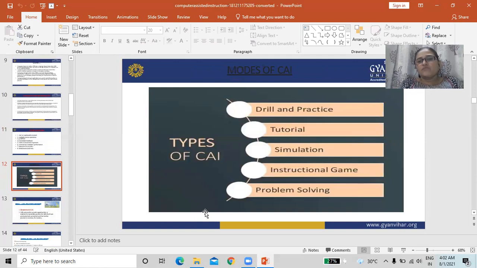The model of computer assisted instruction, types of computer assisted instruction: drill and practice, tutorial, simulation, instructional game, problem solving. We will discuss in depth all the types of CAI.